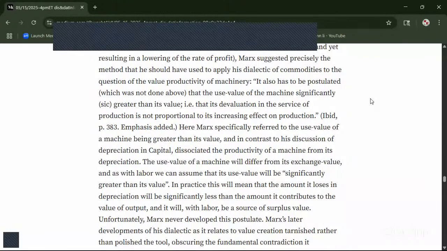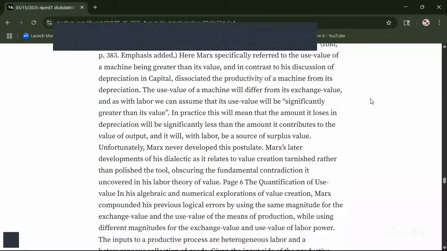In other words, there's always going to be some kind of thing added. And if you want to call it value added, sure, fine. The point is that things accumulate in that particular context. Unfortunately, Marx never developed this kind of postulate. Marx's later developments of his dialectic as it relates to value creation tarnished rather than polished the tool, obscuring the fundamental contradiction it uncovered in his labor theory of value.